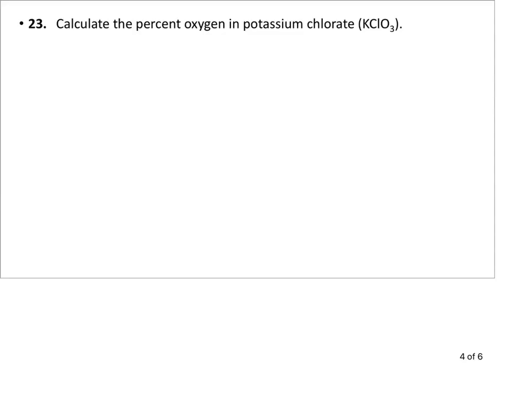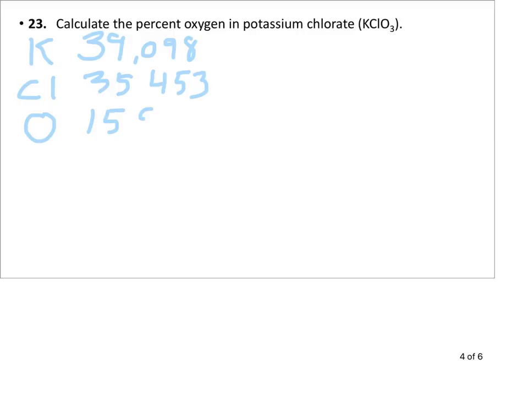This time we just want the percent oxygen in potassium chlorate. So we still need to go through the whole molar mass routine. We've got potassium, chlorine, oxygen. Potassium, the periodic table tells us 39.098. Chlorine, 35.453. Oxygen, 15.999. 1 potassium, 1 chlorine, 3 oxygens.